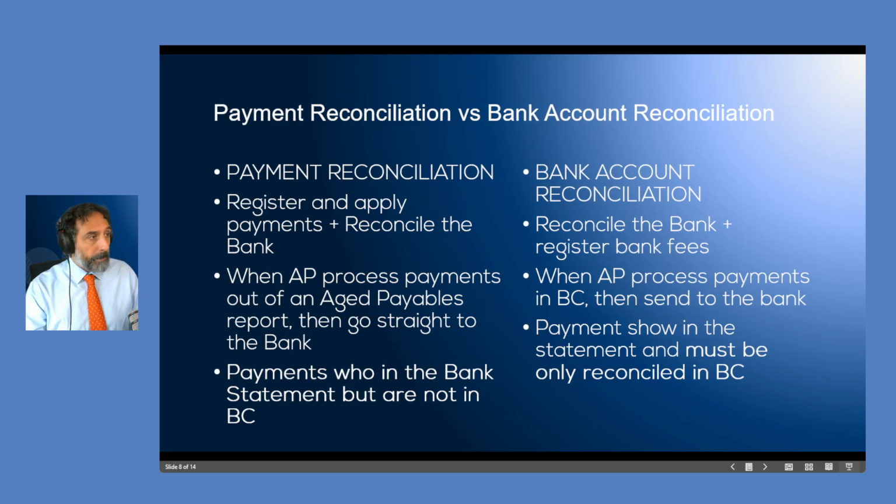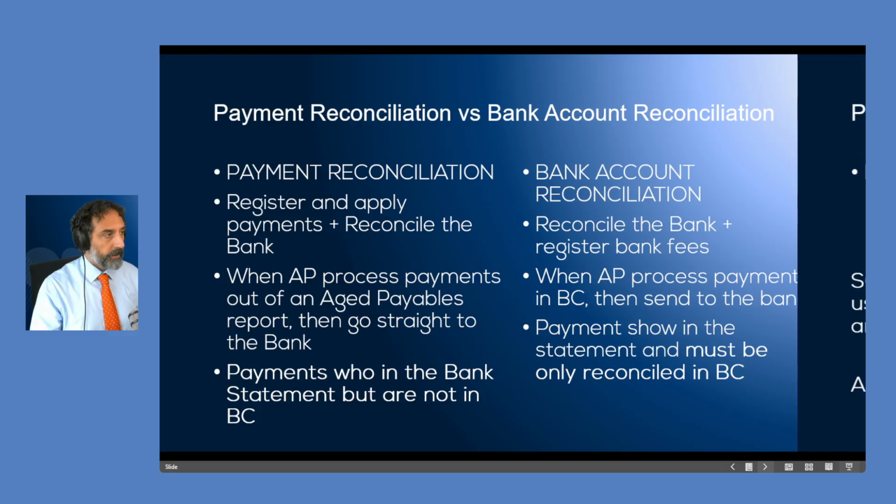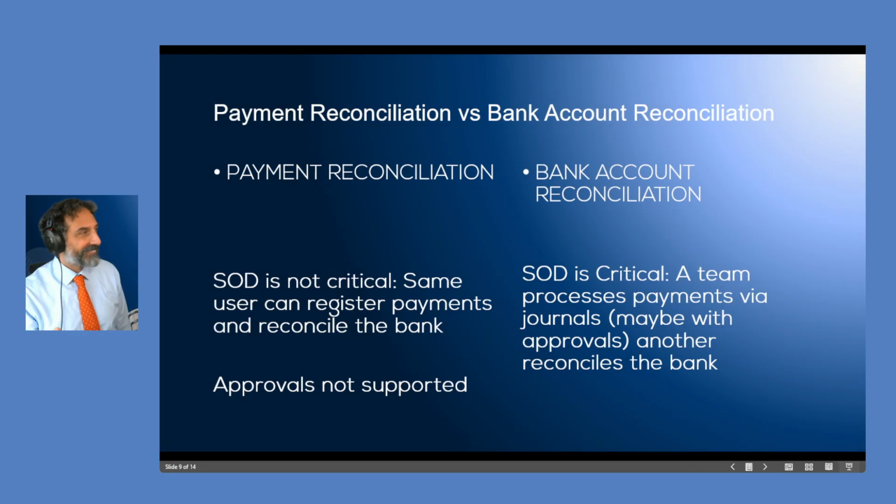The bank account reconciliation, on the other hand, shows the payment in the statement and must only be reconciled in BC, because accounts payable used payment journals to pay. So if you think about it, what process step comes first? AP, accounts payable, bank, then Business Central: payment reconciliation. Business Central payments, then bank: use the bank account reconciliation, right? So AI doesn't tell you that.